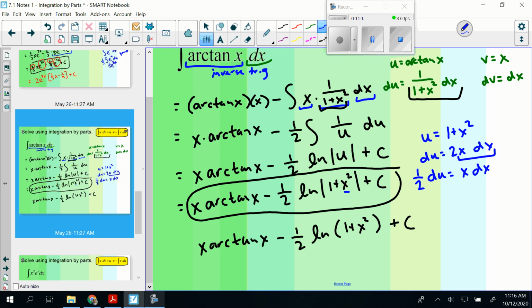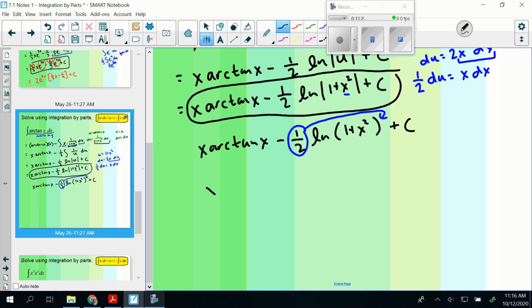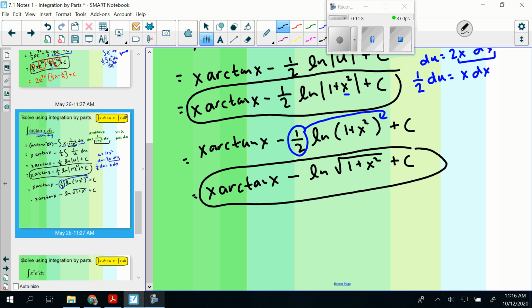Also, if we have this in front, remember we can use our log properties and make that an exponent. And we know an exponent of 1/2 is the same as square root, so you might see the same answer written as natural log of the square root of 1 plus x squared plus c. So I wouldn't be surprised if that type of thing would happen on the test. So just be able to manipulate and change stuff around a little bit to fit possible answers.